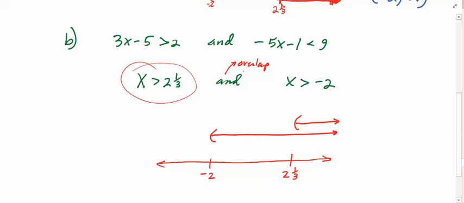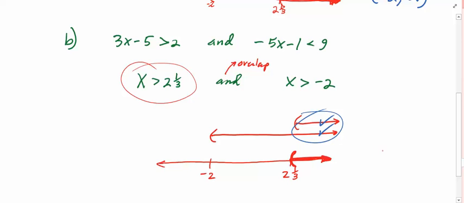Now, the word and means overlap. If I look at these, I don't slide them down. Sliding them is the or problem. I'm looking for where they're double lines, in other words, where both of them are there at the same time, the overlap. The only place that I see that is greater than 2 1/3. So my answer then is just the overlap. There it is right there. There's my answer. Okay, so there's my graph.